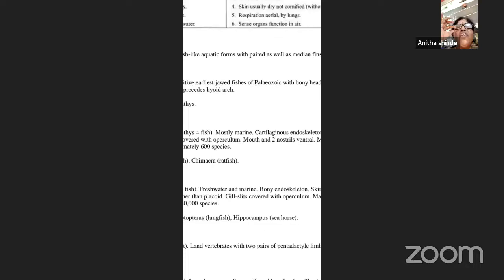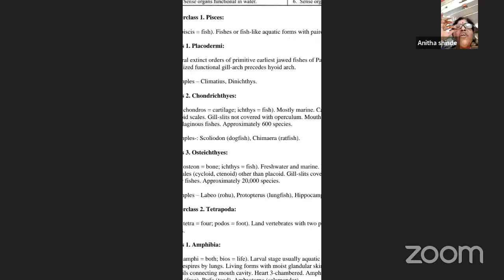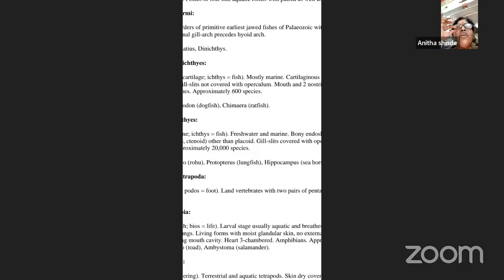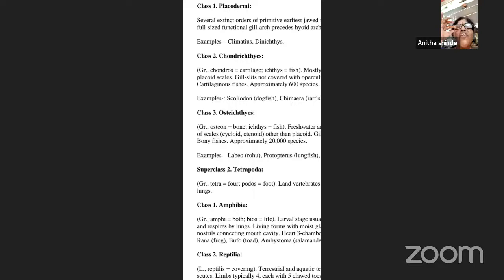Now coming to class 2, that is Chondrichthyes. Greek chondros means cartilage, ichthys means fish. So they are cartilaginous fish. They are mostly marine. They possess a cartilaginous endoskeleton. The skin is covered with minute placoid scales. Gill slits are not covered with an operculum. The mouth is ventral. Males are present with claspers and they are generally called cartilaginous fishes. It includes 600 species. The best examples are Scoliodon, that is the dogfish, and Chimaera, which is called the ratfish. So this is about class 2.